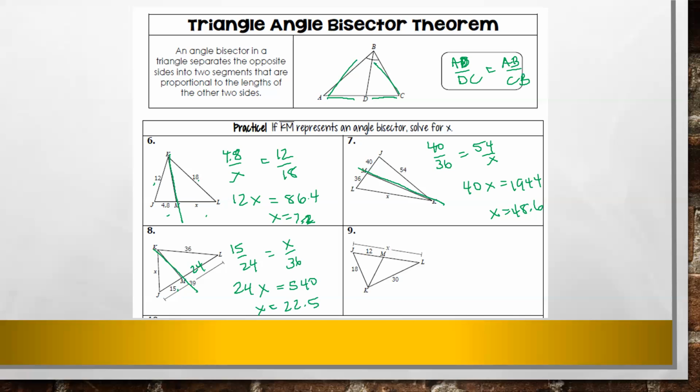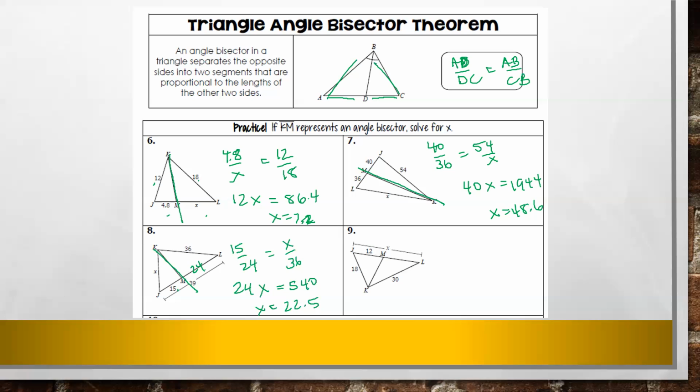Now, number 9 is a tricky one. And there's 2 ways to do it. I'm going to do it the least algebraic way first, and then I'll show you the algebra way too. The reason why I say it's a little trickier is because JL is x. It doesn't tell us the length of LM. Usually we would take that whole length and subtract 12 to find the length of LM, but I can't do that here.